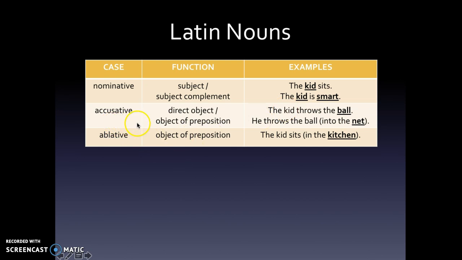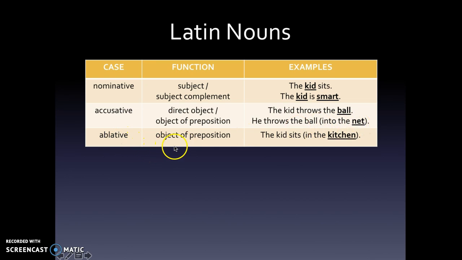Okay, accusative. We have two different functions for the accusative: direct object or object of a preposition. An example of the direct object: a kid throws the ball. The ball is directly receiving the action of the verb, which is throws, so it's our direct object. He throws the ball into the net. Here, the net is going with the preposition. Into the net is a prep phrase.